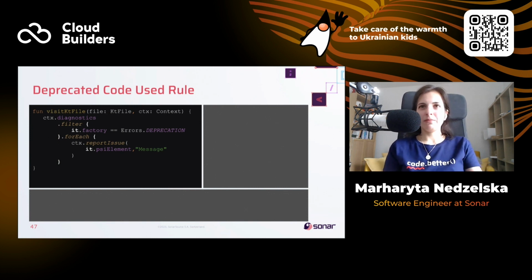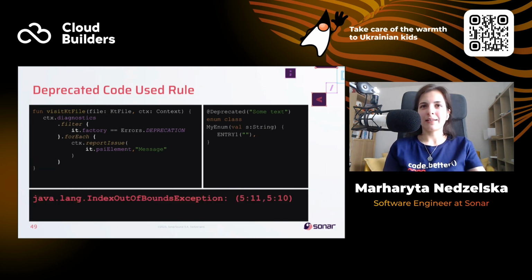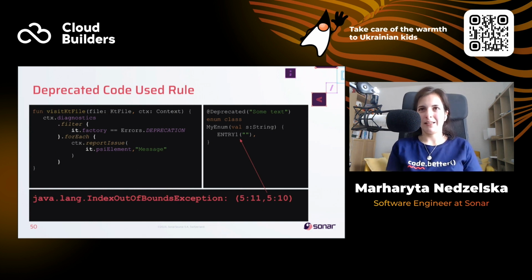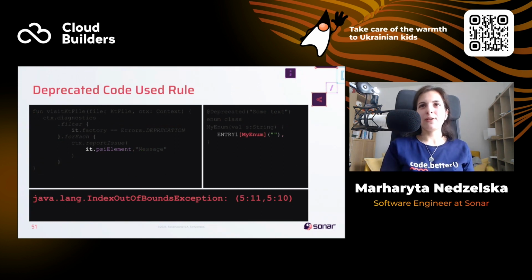It worked like a charm, except that one moment we had a user report with an example which had deprecated enum and wrote index out of bounds exception. It wasn't clear why index out of bounds exception should happen, but it actually happens here. So we basically tried to report on something that does not exist. After some investigation, we realized that when you actually write entry of the enum, you're calling constructor, and you're actually calling constructor of my enum implicitly.